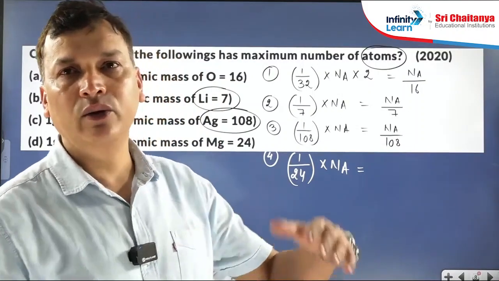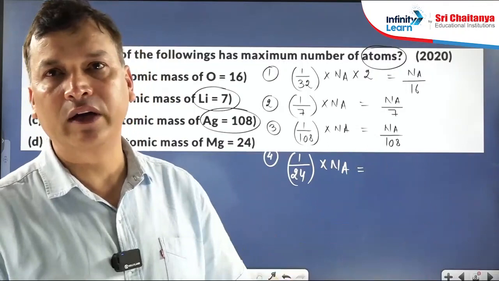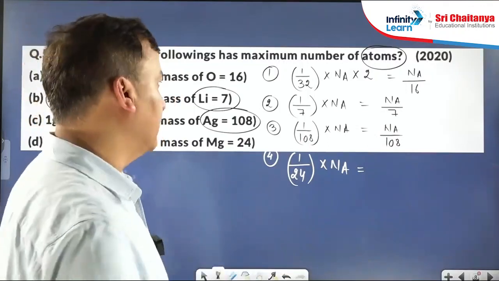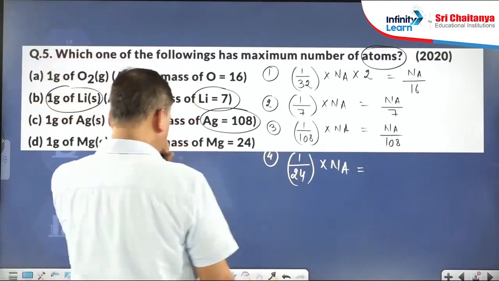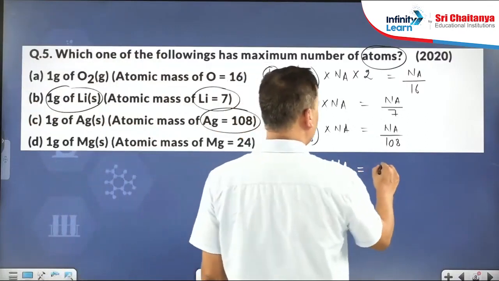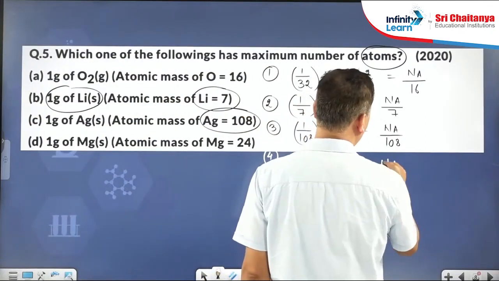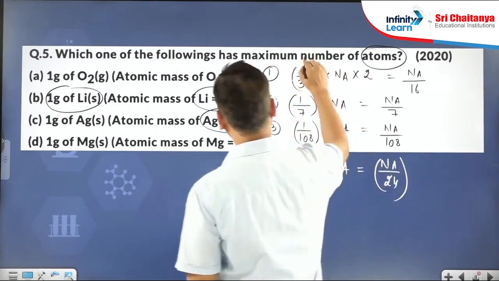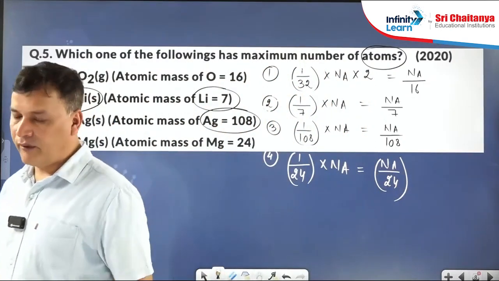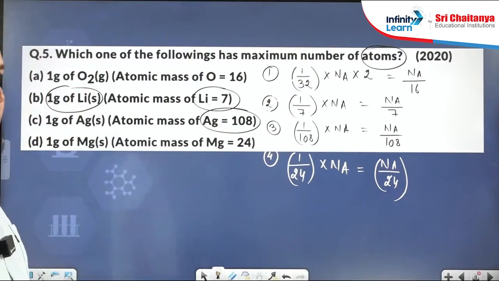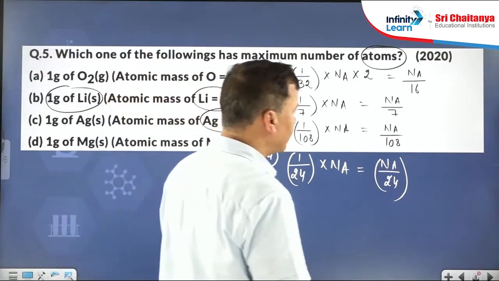We can change that into the mass, into the volume, or into the number of particles. So here, we have Na upon 24. So dear friend, which will have the maximum number of atoms? That is the second option. I am moving to the next slide now.